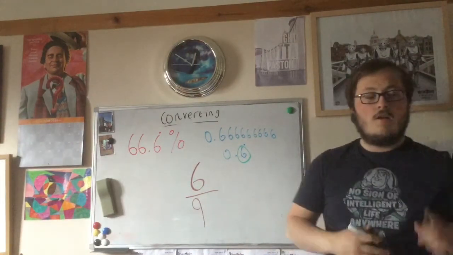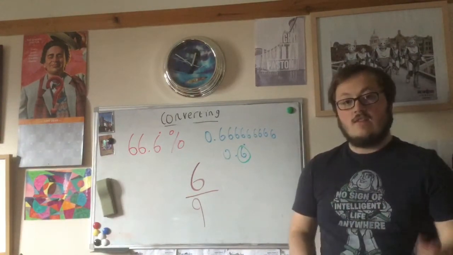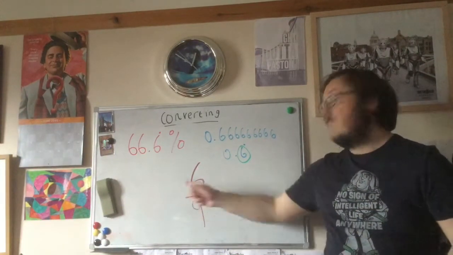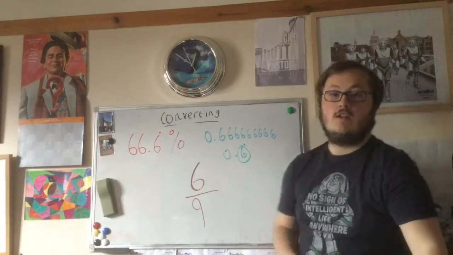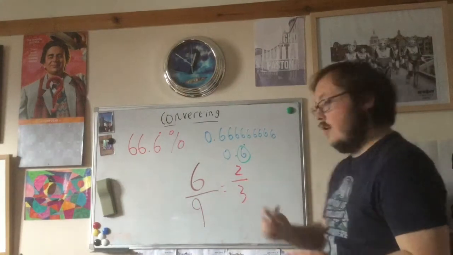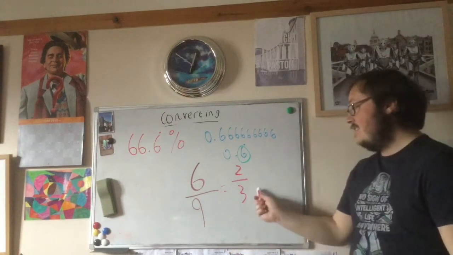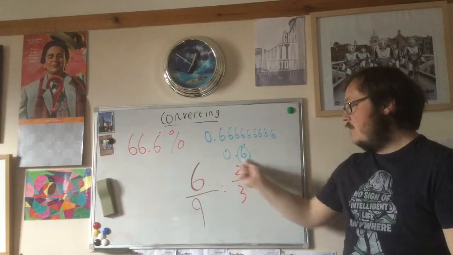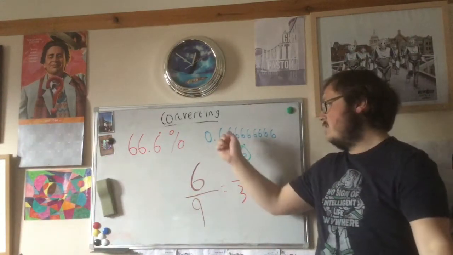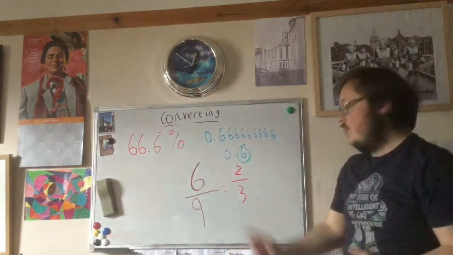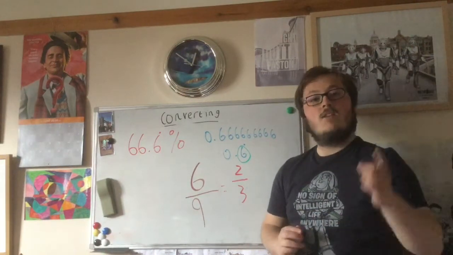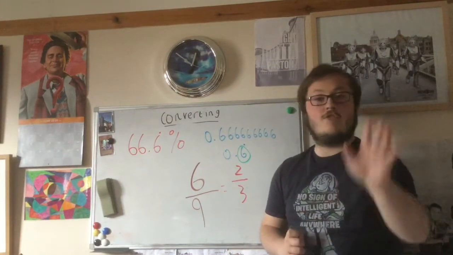Okay? Now, once you've done that, I then ask you if you can simplify this fraction. And you can. You can simplify it to 2 over 3. And that is the converted fraction from that percentage which was made thanks to that decimal. 2 over 3. It's much more complicated when it's recurring, but as long as you understand the process of doing it, it should be fine.